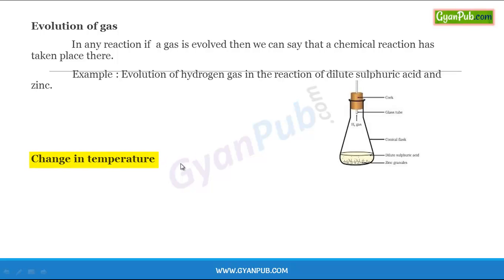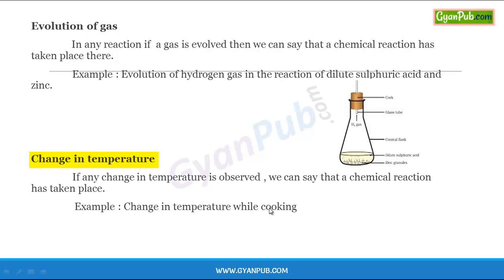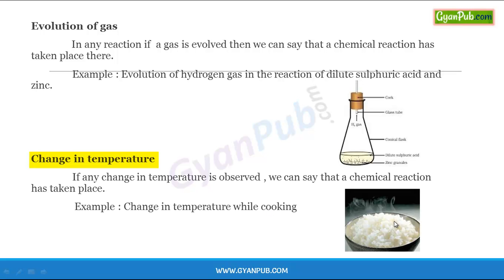Then, change in temperature. If we observe a change in temperature of the body from its initial condition, then we can say that a chemical reaction has taken place. This is an image of cooking rice, where the initial temperature is changed and rice is formed after changing its temperature, where a chemical reaction has also taken place.